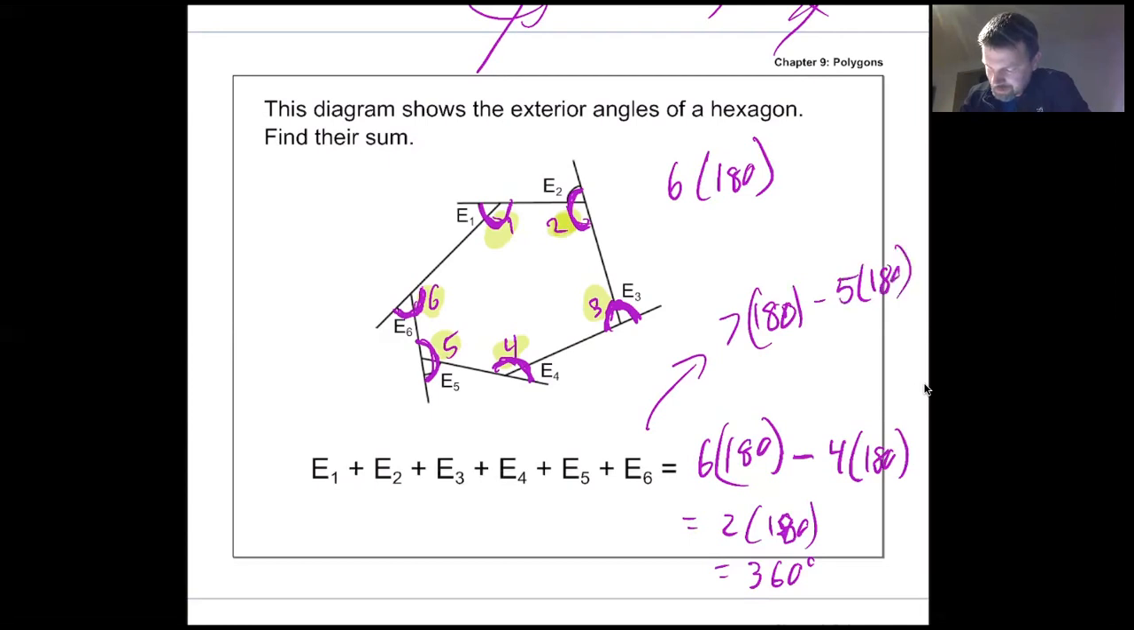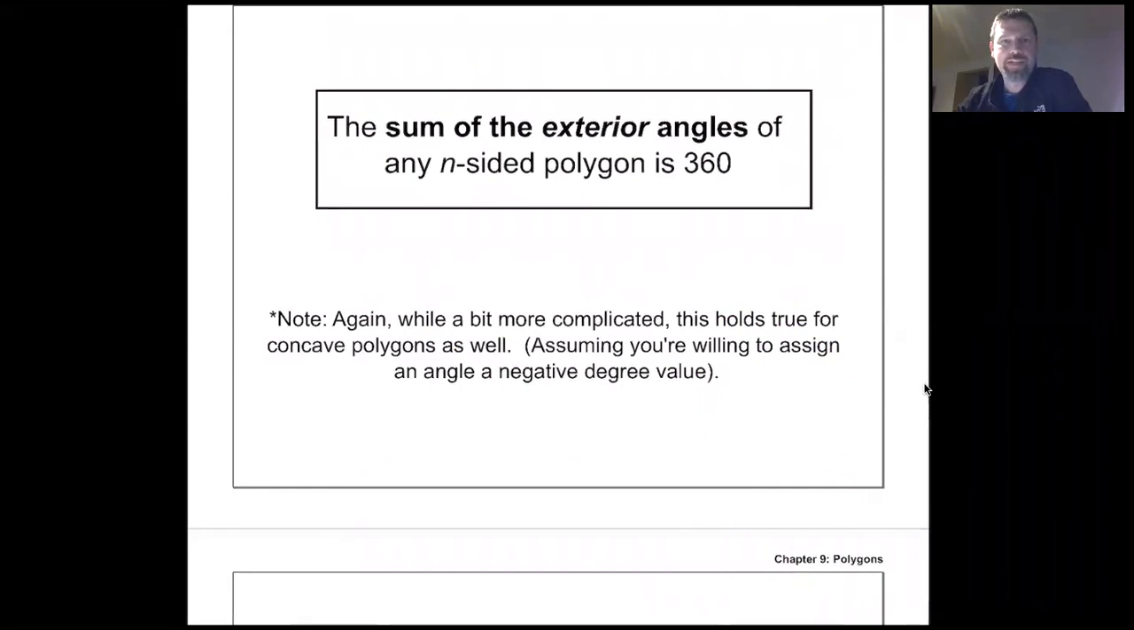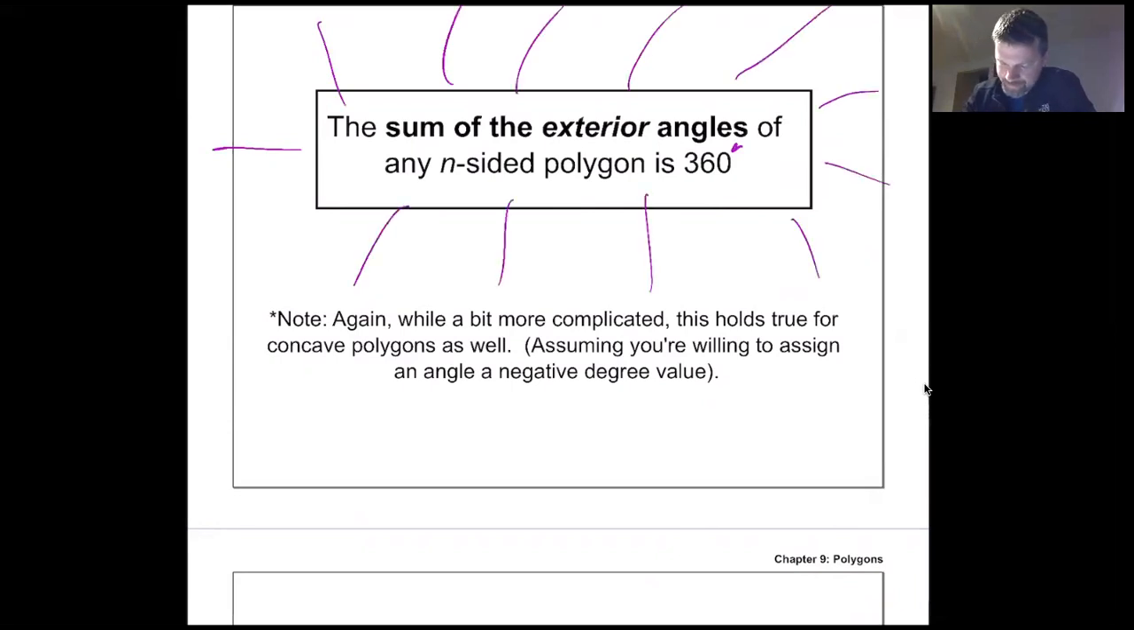And guess what that ends up being? 7 minus 5 is 2. That's 2 times 180, which is also 360. If I had 8 sides, guess what the sum of the exterior angles would be? 360 every time. There it is. The sum of the exterior angles of any n-sided polygon is 360 degrees every time. I'll make some star pattern on this as well. It's important. You should probably memorize that. There you go. All right.